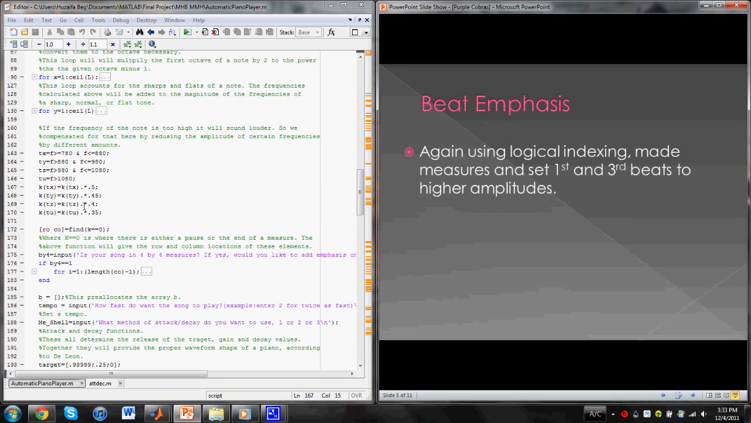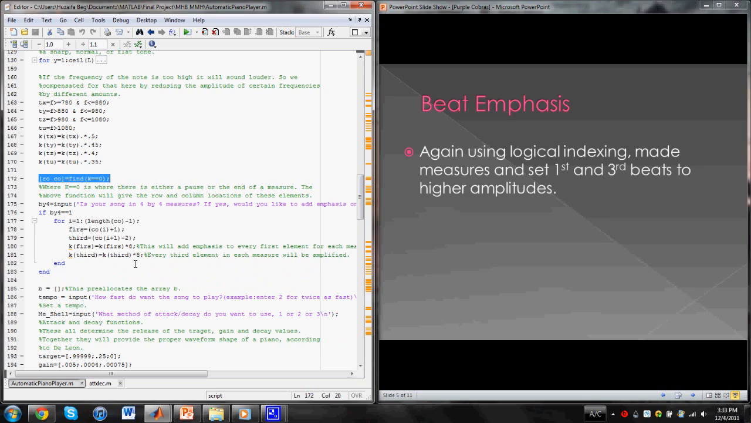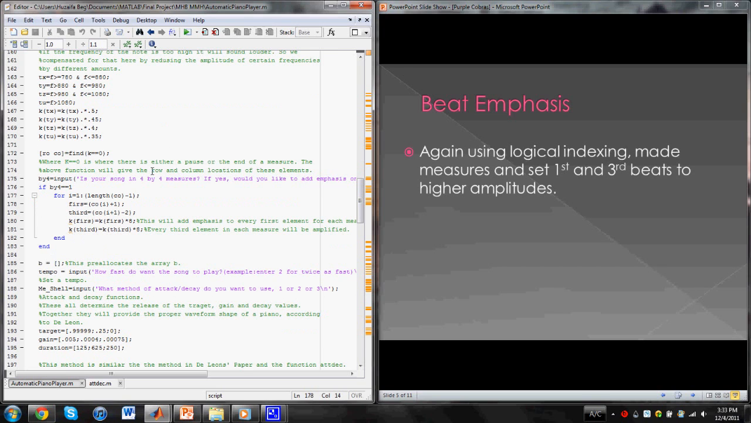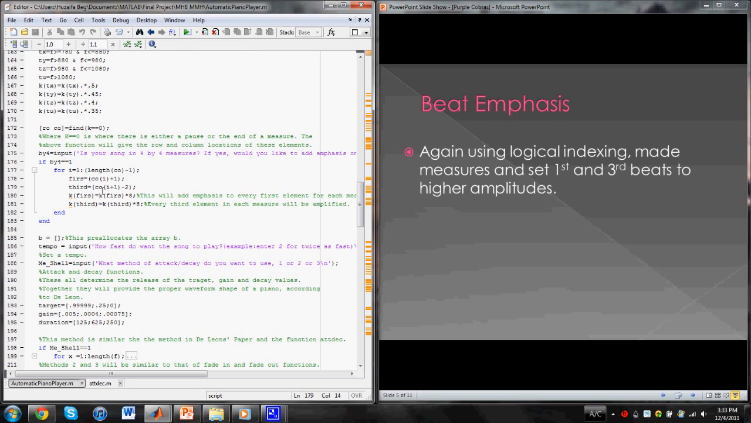Now we're going to have beat emphasis. Right here we have row co equals find k equals 0. Here we're going to find where k is equivalent to 0. That means there was a pause or a break, which will be used later in further loops to find out where the break was. Then we can use that to separate the breaks between the actual notes. So we find where the breaks were, as Matthew said, and using that knowledge, where all the zeros were, so where all the breaks were, we made measures between these zeros, between the breaks.